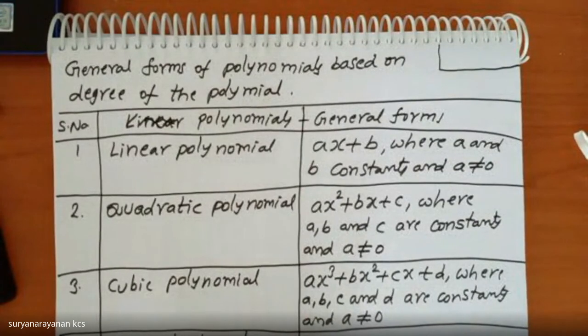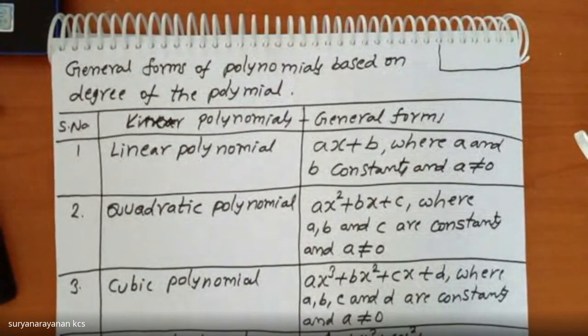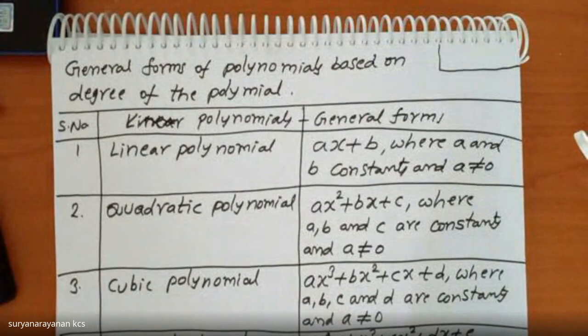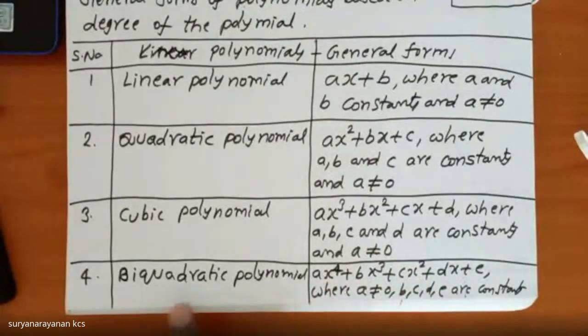Biquadratic polynomial. Ax power 4 plus bx cube plus cx square plus dx plus e, where a is not equal to 0, b, c, d, e are constants. These are all constants, but a is not equal to 0. Can you move the note up? Yes, this is the general form of a biquadratic polynomial.